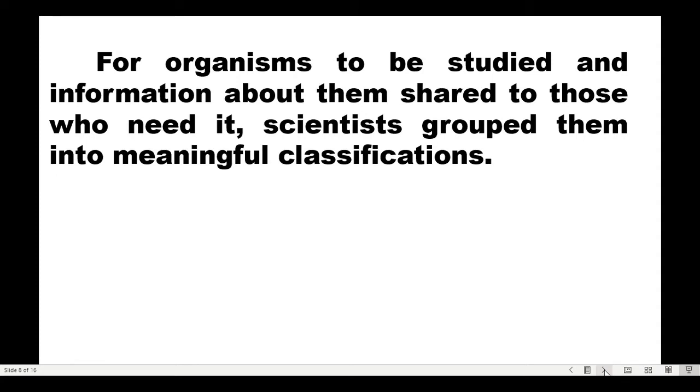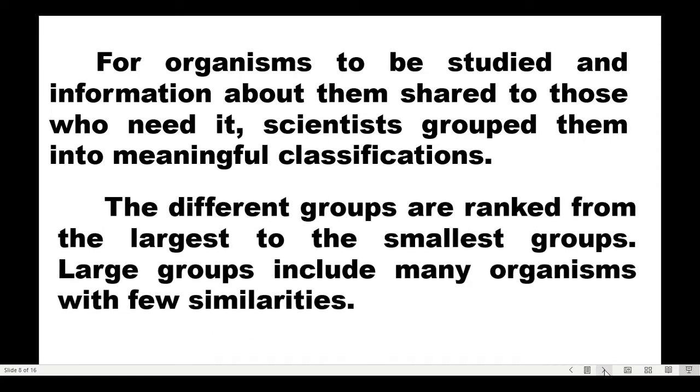So, nagkaroon sila ng sistema, yung mga scientists, kung paano nila ika-classify yung mga yon. The different groups are ranked from largest to the smallest groups. Large groups include many organisms with few similarities. So, nirank pala nila yon mula sa pinakamalaki hanggang pinakamaliit. Siyempre, kapag malaki, konti lang yung mga pagkakapares nila. Pero pag paliit na siya ng paliit, doon na natin nakikita na mas connected sila sa isa't isa.